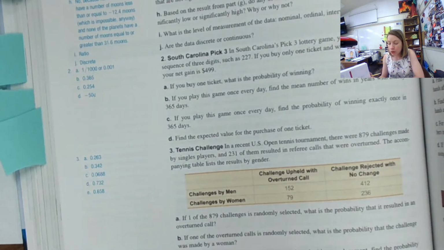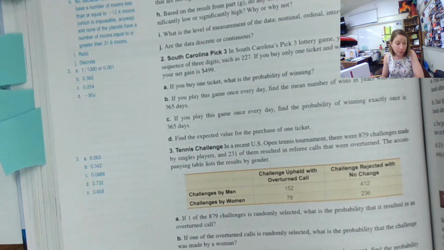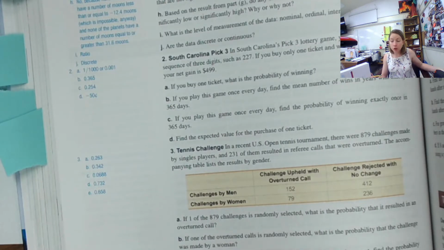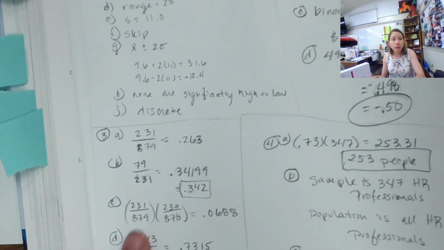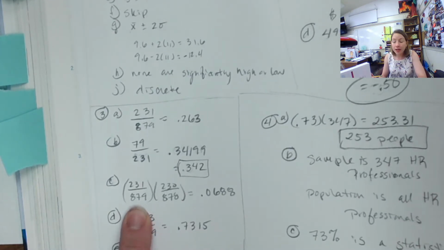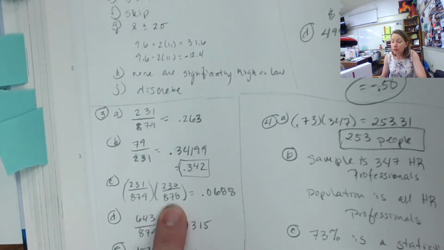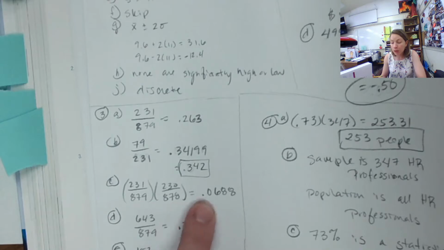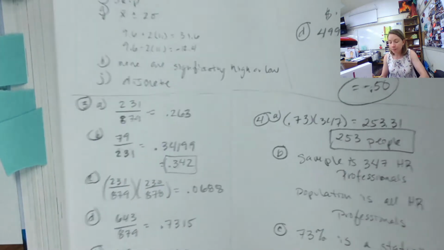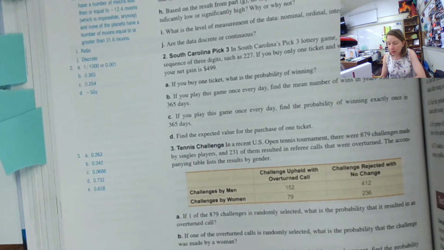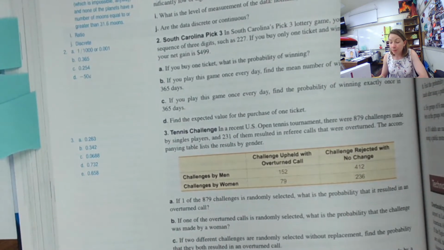because they just said if one of the overturned calls is selected, right? And then the next, if 2 different challenges are randomly selected without replacement, then find the probability that they both resulted in an overturned call. So the first one is 231 over 879, and then we're drawing another one, but without replacement, right? So that means that now there are 230 of those divided by 278, right? Because there's one less for us to choose from. So we get 0.0688.